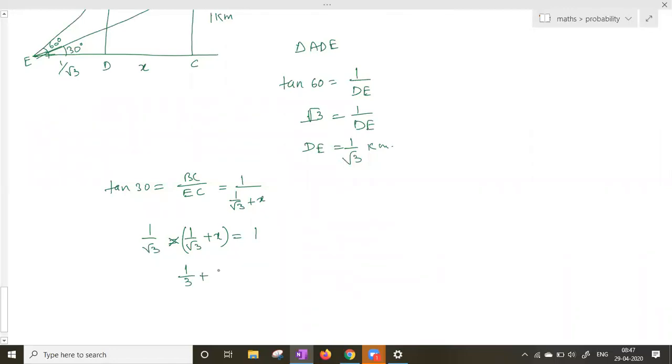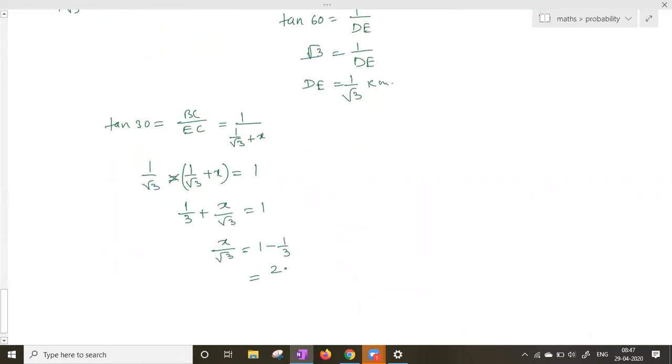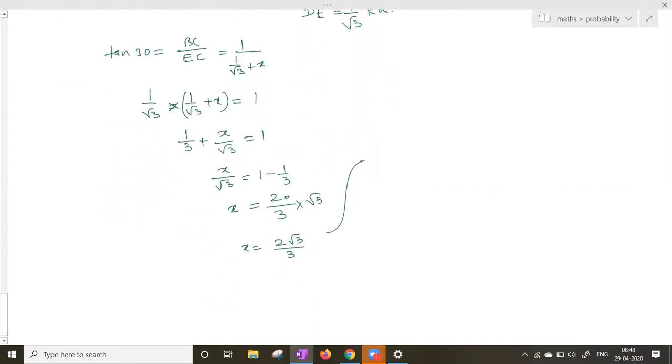1 by 3 plus x by root 3 is equal to 1. So x by root 3 is equal to 1 minus 1 by 3. So it is 2 by 3 into root 3 is the value of x. 2 root 3 by 3 is the value of x. That means the distance covered, AB, is equal to x, is equal to 2 root 3 by 3.